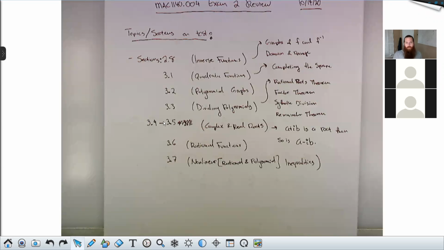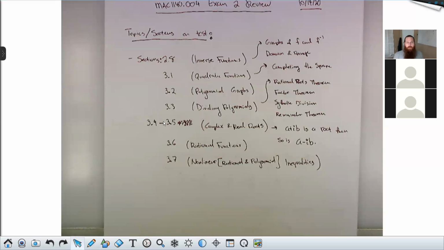Complex and real roots. The only thing that people tend to forget there is that if you have a polynomial with real coefficients, then any complex root will always show up as a part of a conjugate pair. And then the 2 sections that we learned in the last week or so: rational functions and nonlinear inequalities.